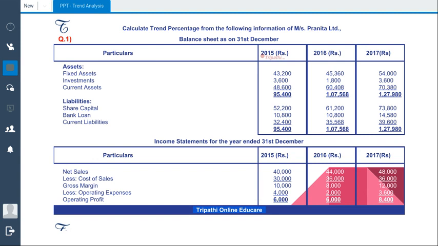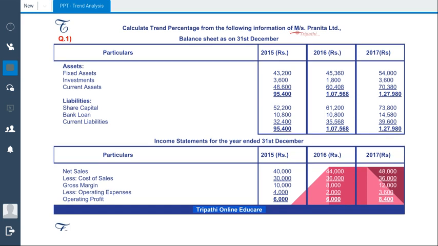In this video, we will prepare the trend analysis of Mrs. Pranita Limited. What exactly are we going to prepare in trend analysis? We will prepare the trend income statement and trend balance sheet of Mrs. Pranita Limited.